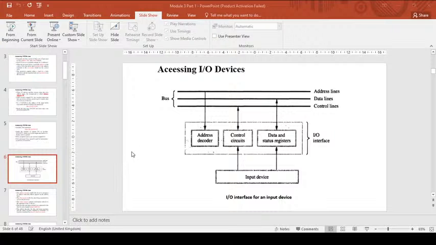So if it is non-zero, that means the entered character is not the carriage return. The end of line is not reached. Continue with the next character, right? Continue reading the next character.